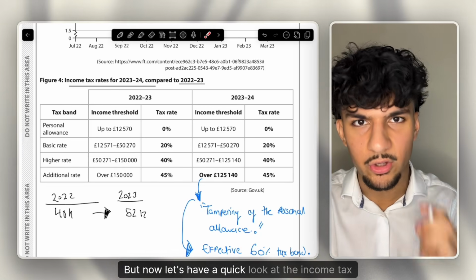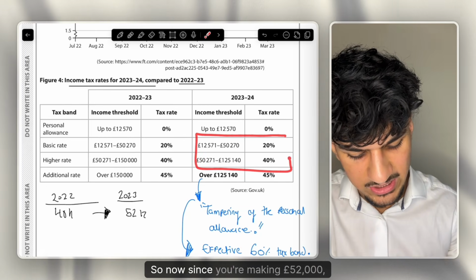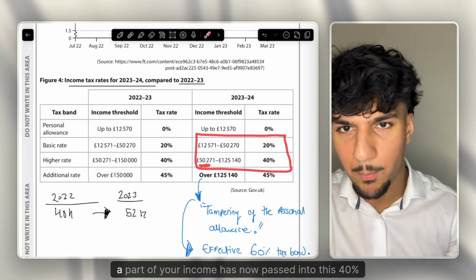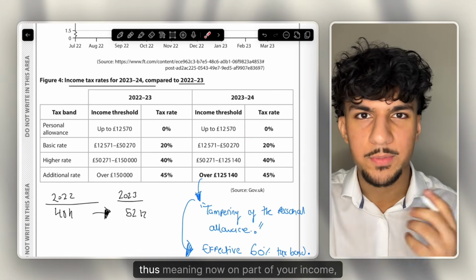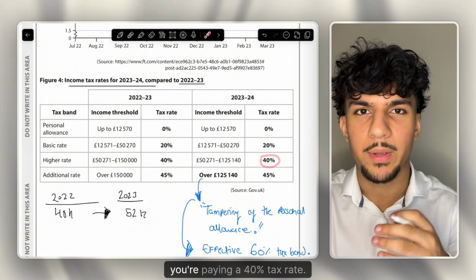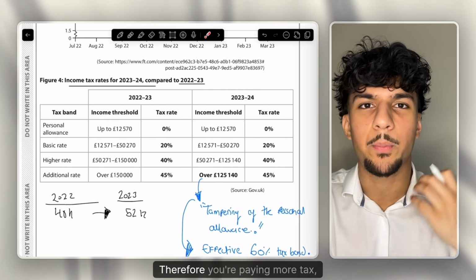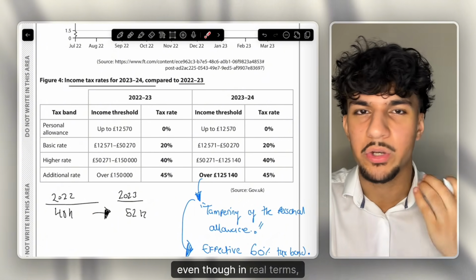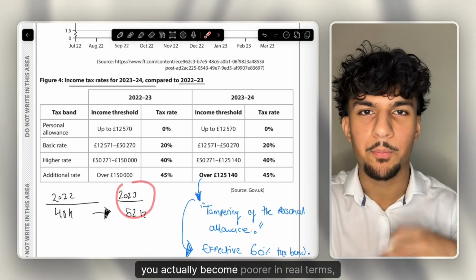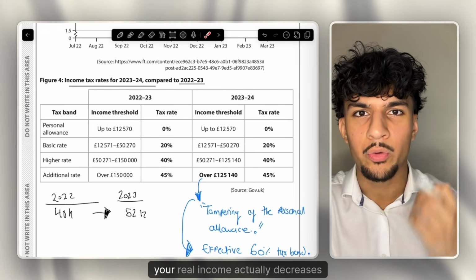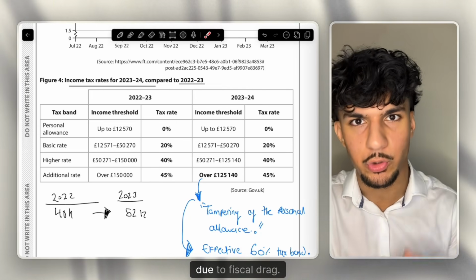But now let's have a quick look at the income tax bands again. Since you're making £52,000, a part of your income has now passed into this 40% tax bracket. Thus meaning now, on part of your income, you're paying a 40% tax rate. Therefore, you're paying more tax, even though in real terms, you're not better off. So therefore, in terms of this example, you actually become poorer in real terms. Your real income actually decreases due to fiscal drag.